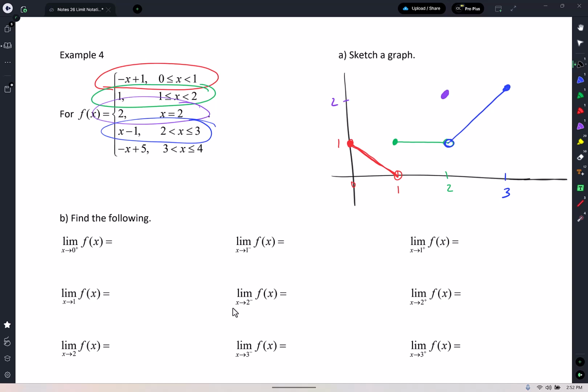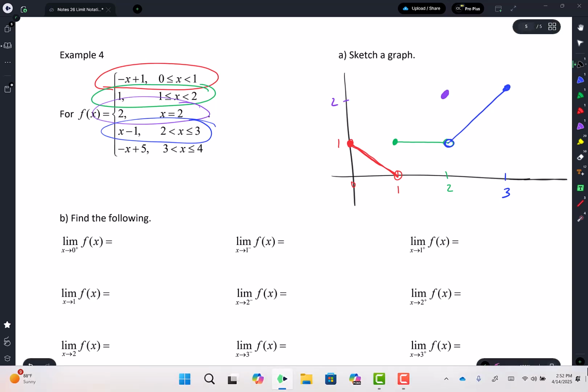And what color have I not used? I guess I can add a color. Okay, let me add a color.